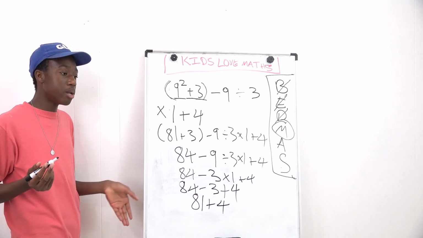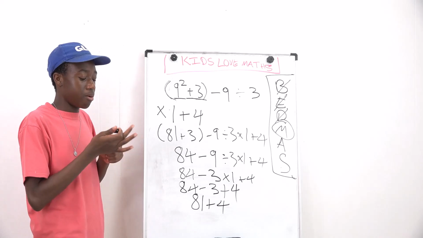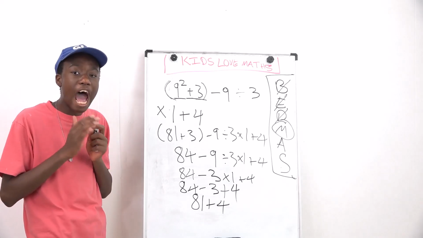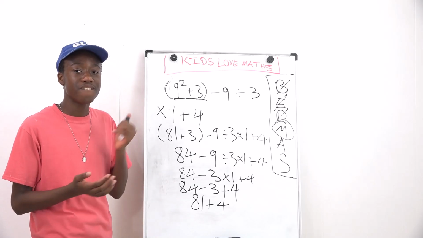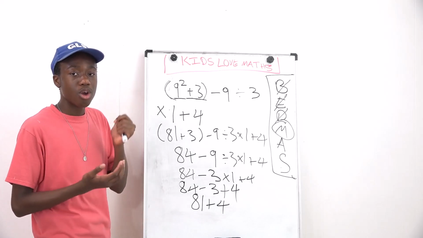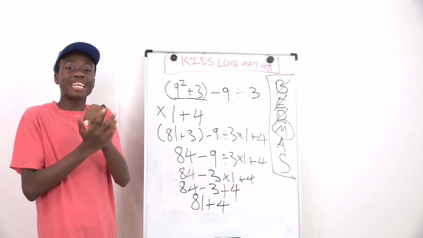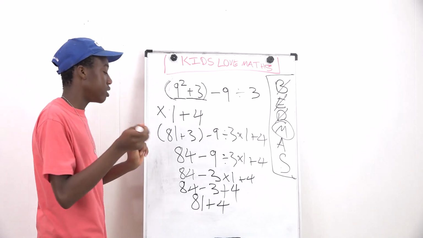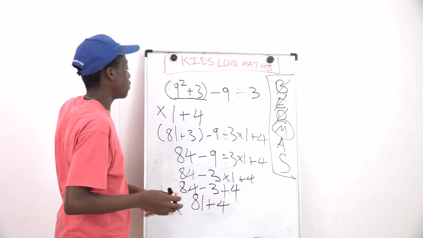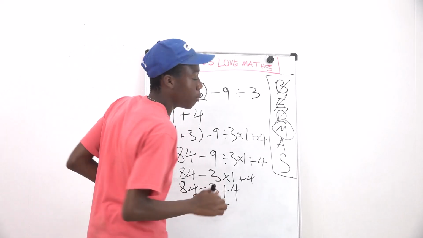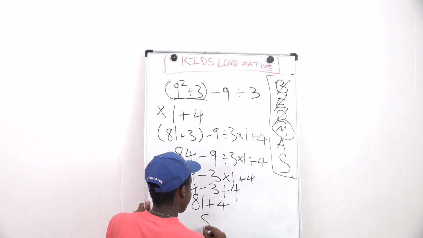Now, 81 plus 4. You have 10 seconds to figure that out. 10, 9, 8, 7, 6, 5, 4, 3, 2, 1. Well, did you get it? Well, let's find out if you got the right answer. 81 plus 4 equals, drumroll please, 85.